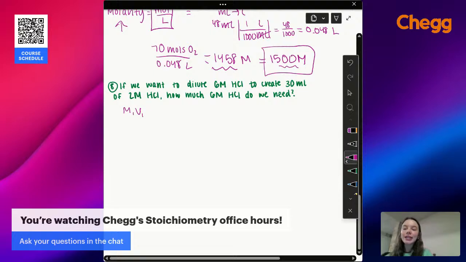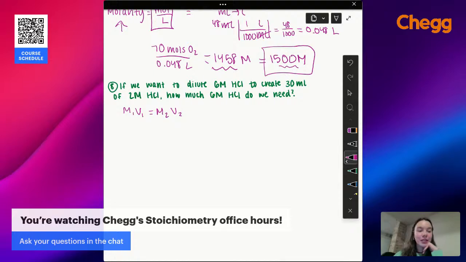Good job, guys. It is M1V1 equals M2V2. That's the problem we're going to use. What this equation means is that the molarity of something times the volume of something equals the molarity of another substance times the volume of that substance. This equation is very helpful because if we have three of the values, we can figure out the molarity or volume of the other. The most confusing part about using this equation is figuring out what we have.